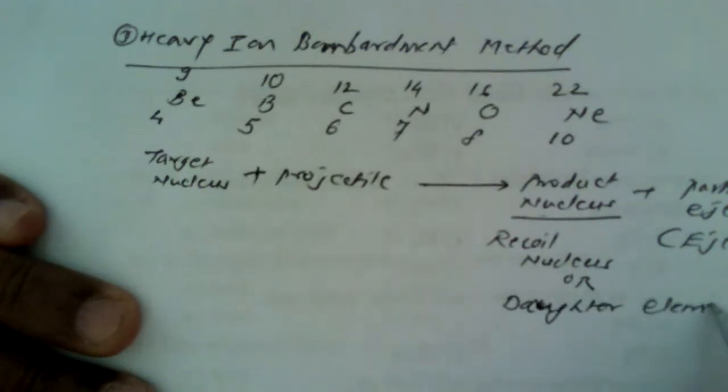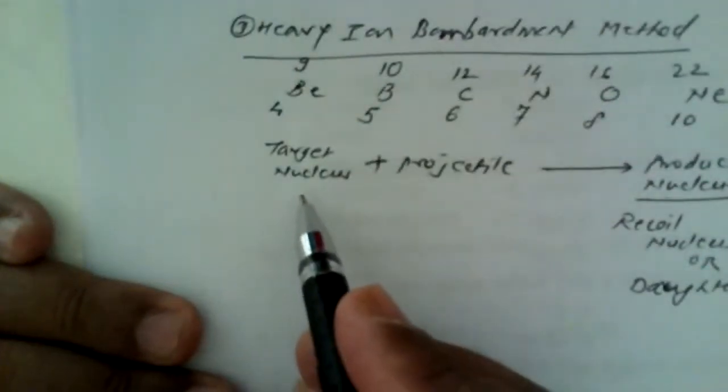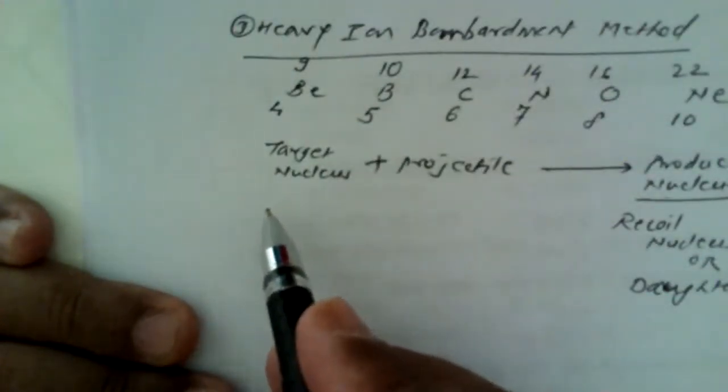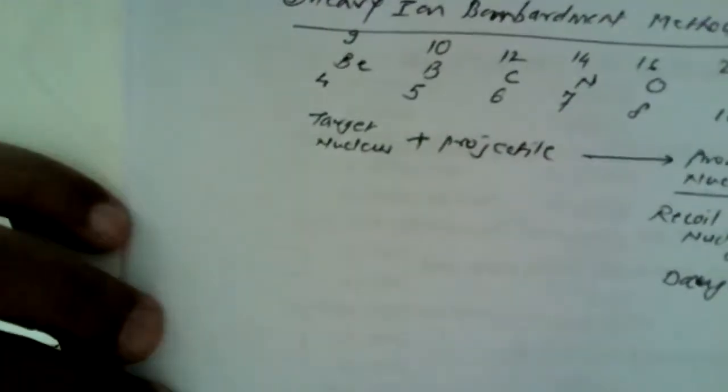This is also known as a daughter element because this element comes from the parent nuclide, that is, a target nucleus, which gives rise to a recoil nucleus or a daughter element. Now, just take a look at the first reaction. You write side by side.